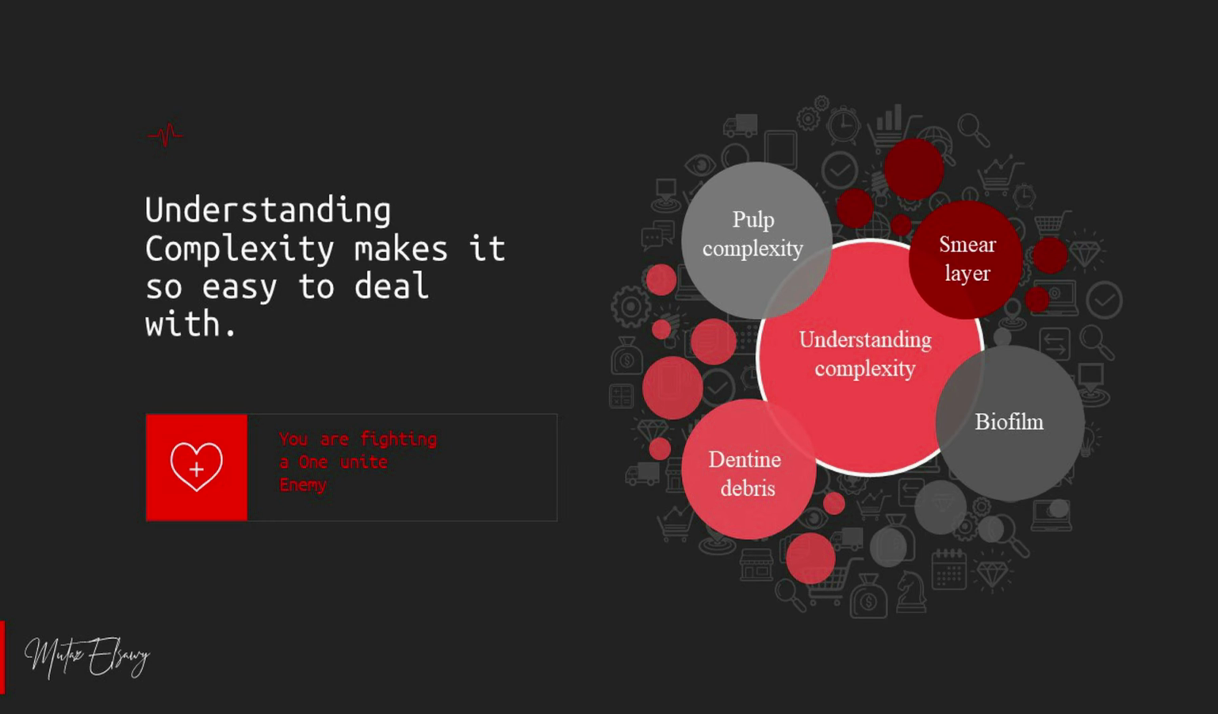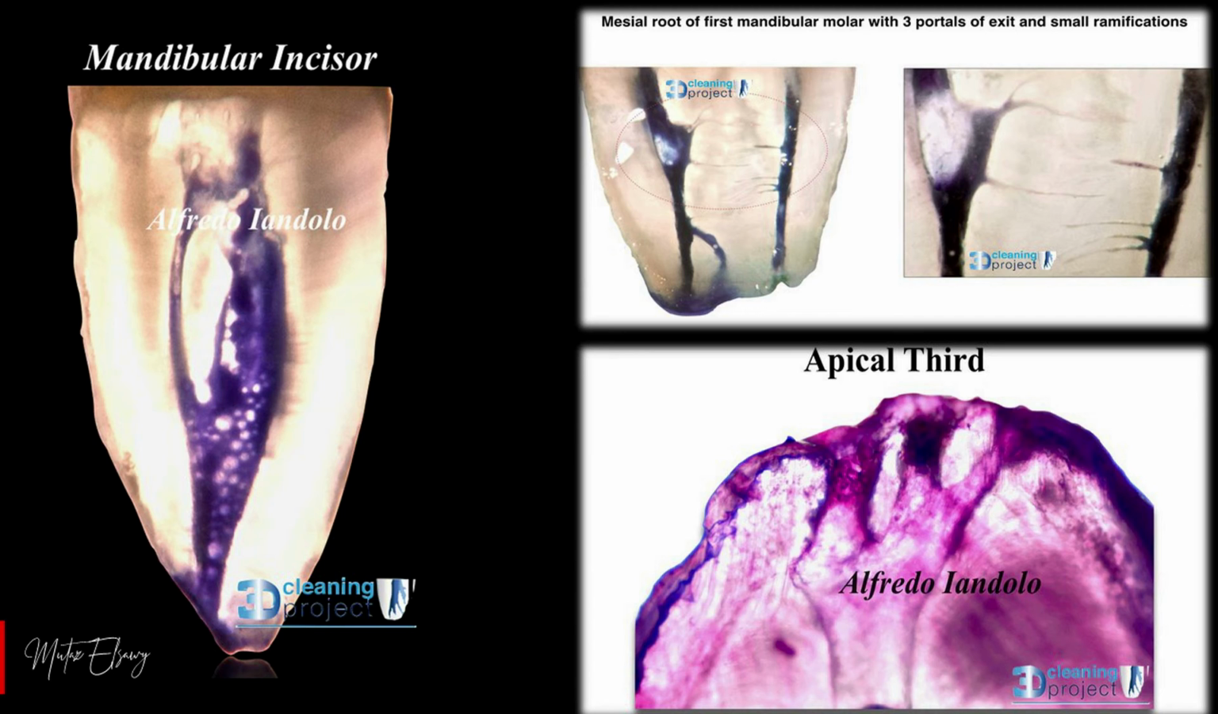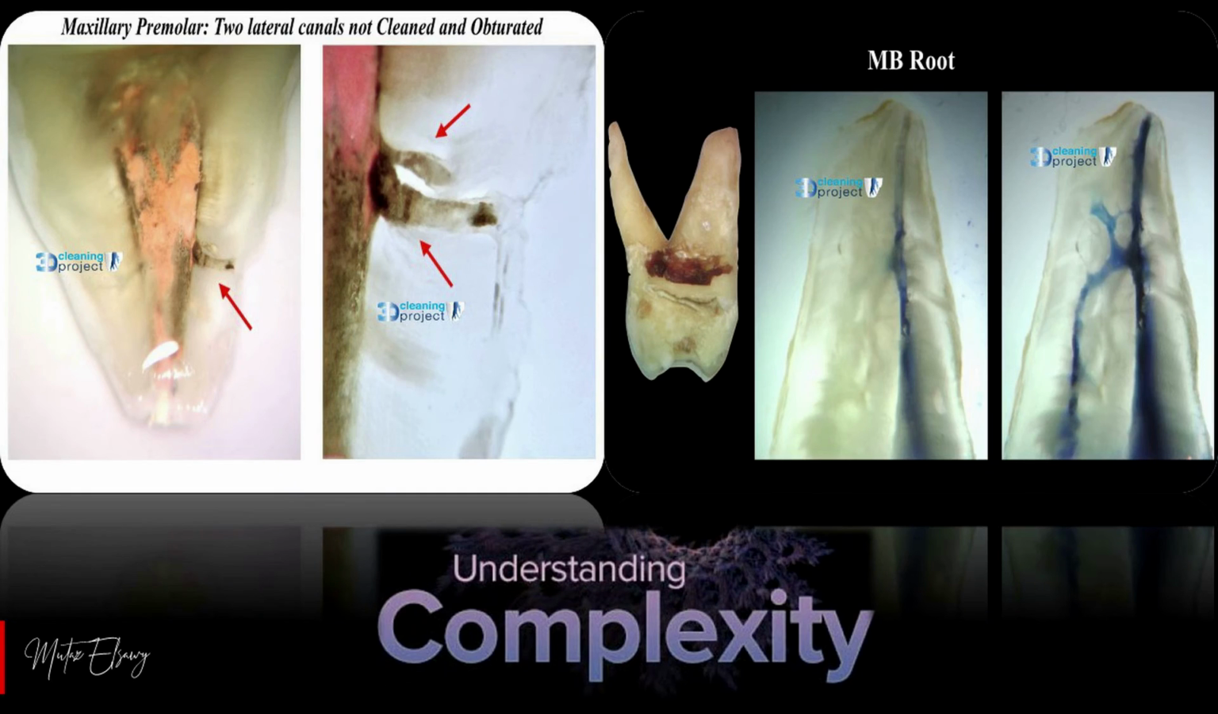Moreover, we all have to know something very important. It has long been established that a root with a tapering canal and a single foramen is the exception rather than the rule. Let's go back to understanding complexity. Pulp complexity may contain accessory canals in coronal, middle, and apical third, additional canals, fins, C-shaped canals, intracanal connections, multiple foramina, such as the following cases from Prof. Alfredo Iandolo from Italy, which show the real complexity of the pulp.